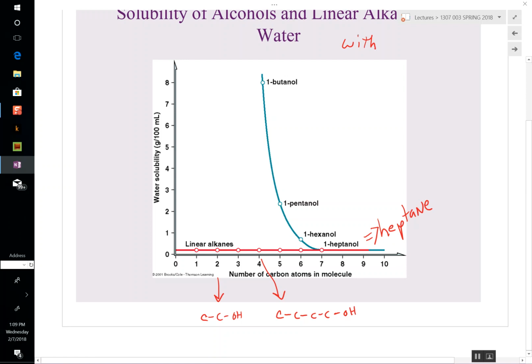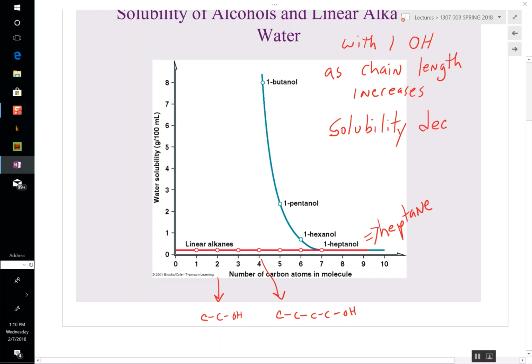So let's just get it. With 1 OH, as chain length increases, solubility does what? Decreases. All right? Why is that? Well, as the chain's getting longer, the molecule's getting more nonpolar.